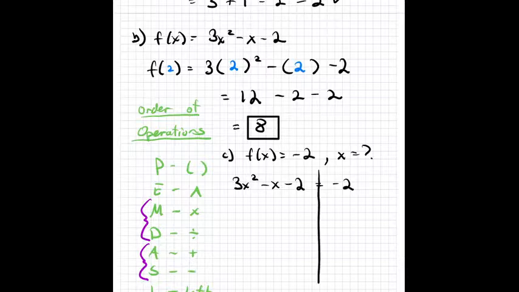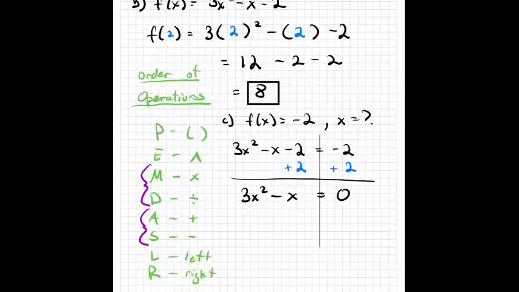So just like in life, we want to be balanced. What we do to one side, we do to the other, right? So then a number plus its opposite adds to 0. Again, both of these add to 0. And what's left, we have this 3x squared minus x equals 0. Here, both terms have an x, so we can factor out x from both terms.